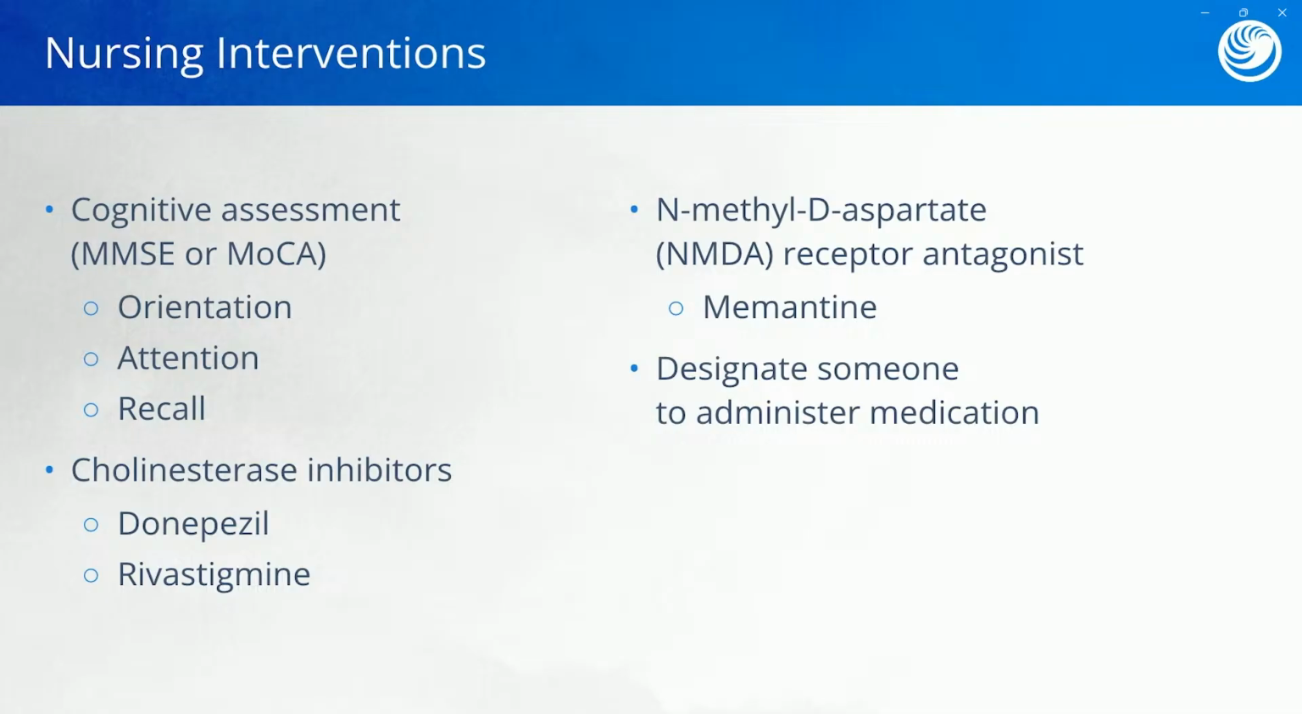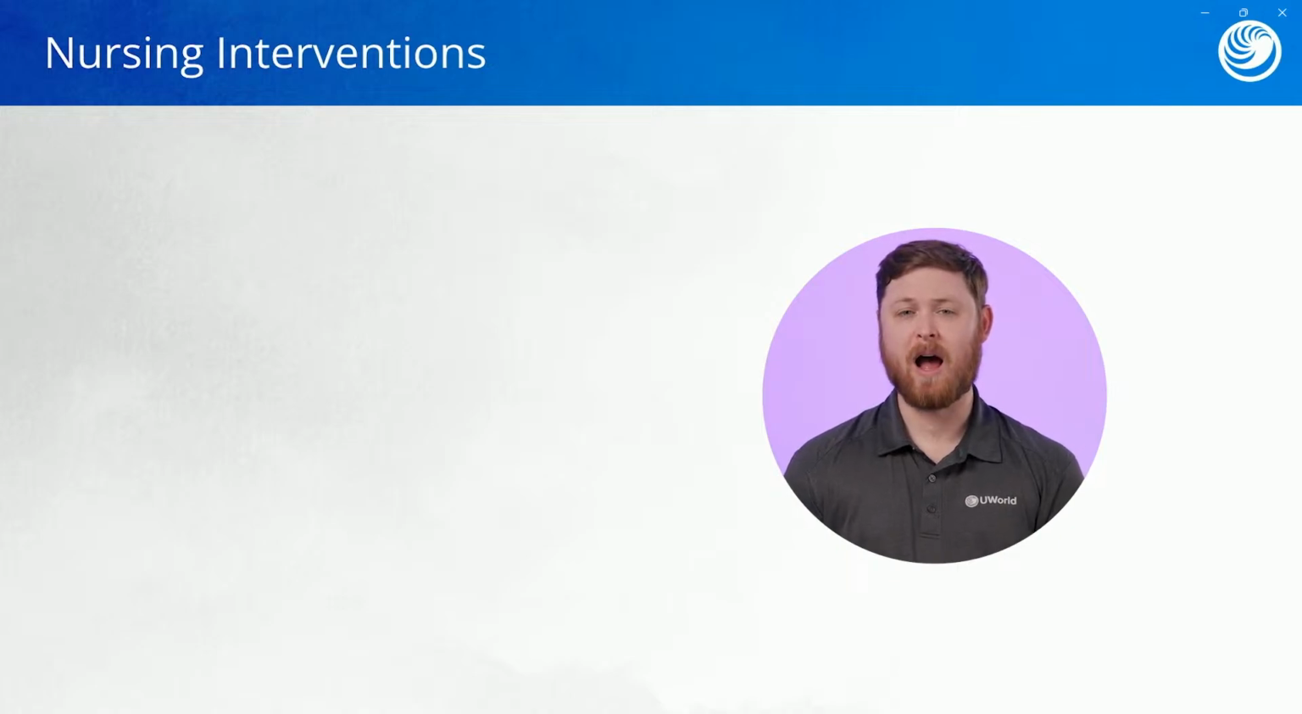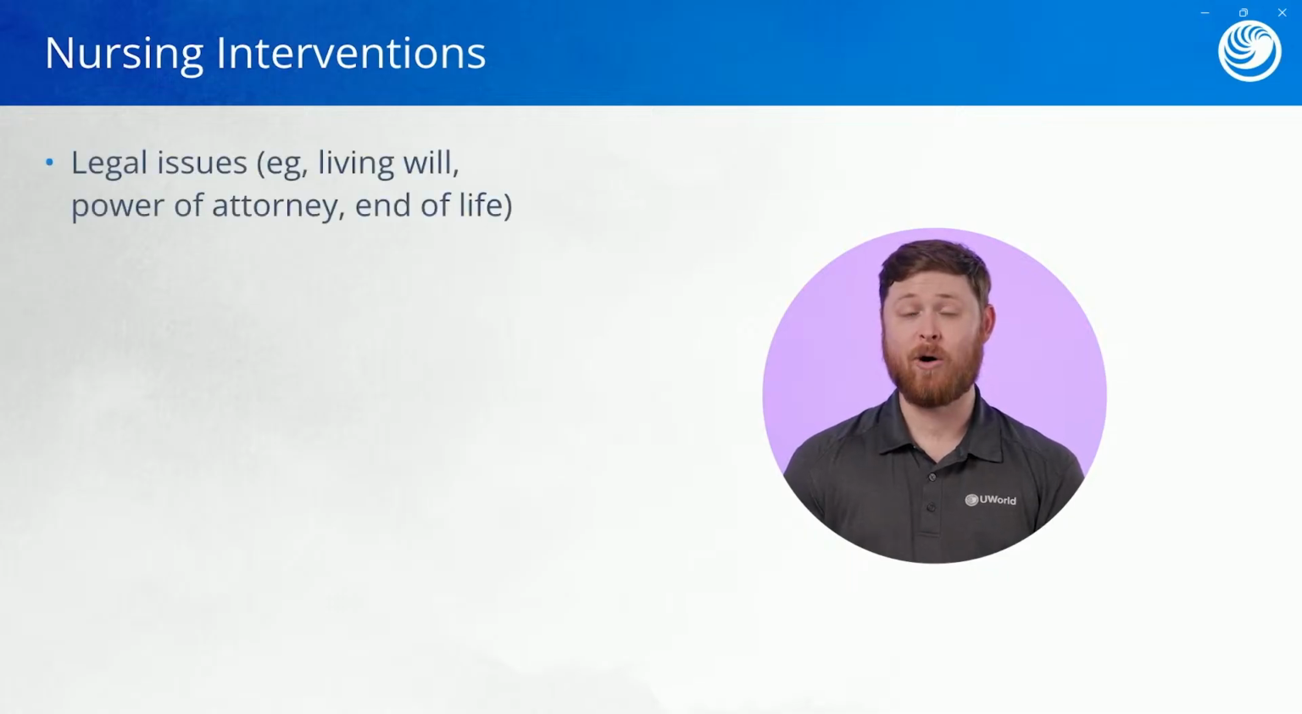In this way, it's more likely for the client to adhere to the medication regimen, which will help to decrease the decline in function. Early on in the disease process, when the client still is oriented and is able to make decisions, it's important that the client anticipate any future issues that may arise due to their inability to make decisions. So resolving legal issues now will be important as the client becomes unable to make decisions for themselves. This includes the generation of a living will, assigning a medical power of attorney, and determining what to do at the client's end of life.